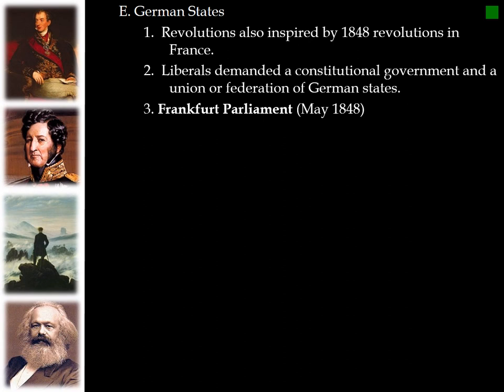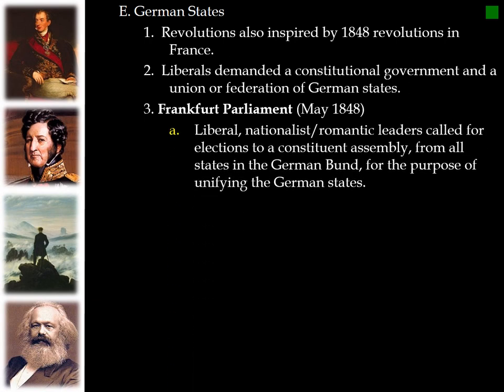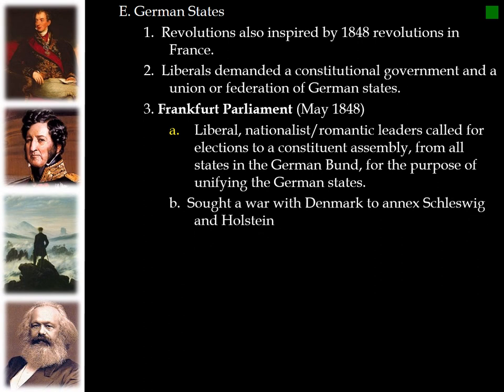In May of 1848, those liberals came together in Frankfurt, which was a powerful city in Prussia, to create a parliament, to have a meeting, to determine whether or not they should unite as one German nation. The liberal and nationalist leaders called for elections to a constituent assembly from all states in the German Confederation, the Bund, for the purpose of unifying the German states and creating a unified Germany. They sought a war with Denmark in order to annex the territory of Schleswig and Holstein. In response, Prussia declared war on Denmark to seize those territories.